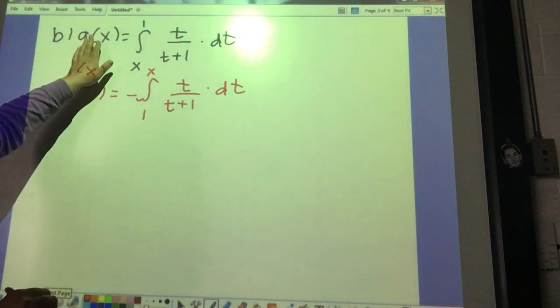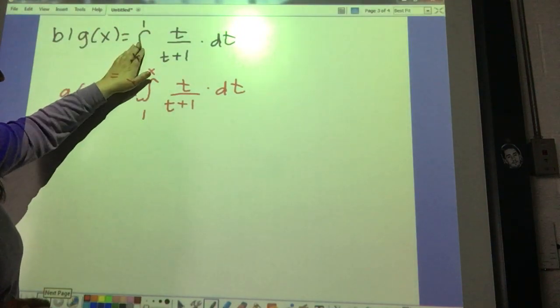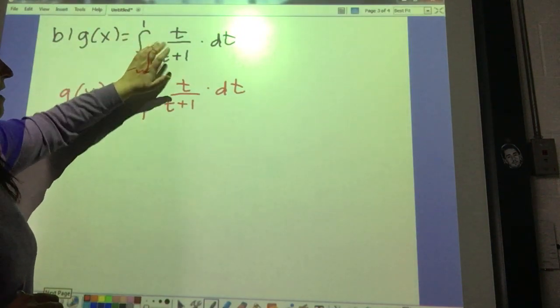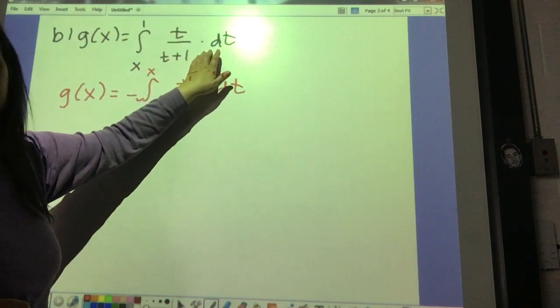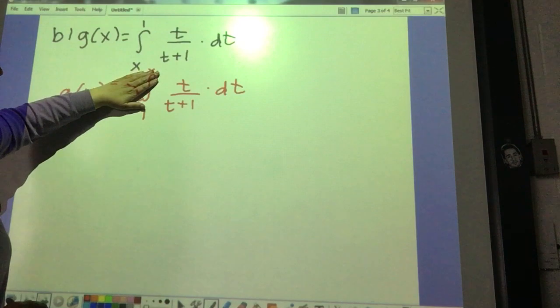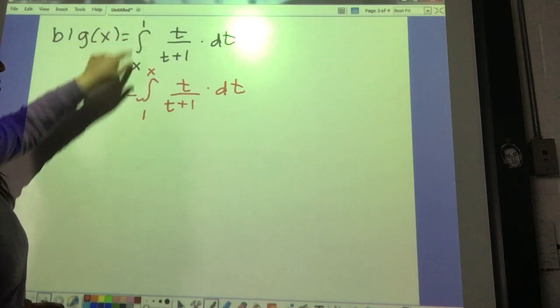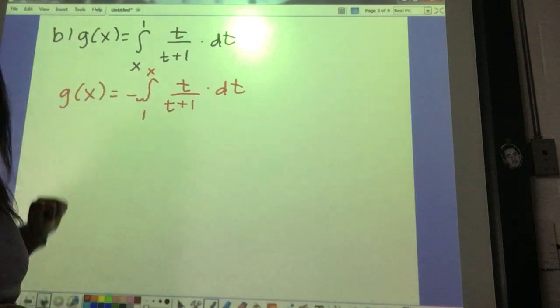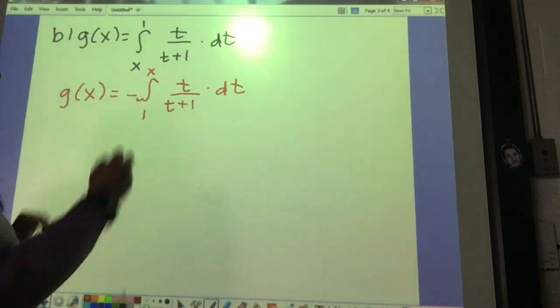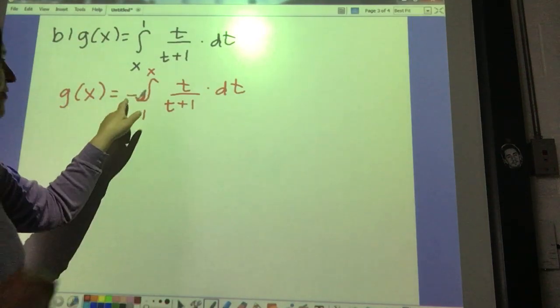So again, we have g of x is equal to the integral of x to 1. Our limits are from x to 1, and our function is t over t plus 1 dt. Now again, the first thing you should notice, we have a constant, we have a variable, but they're in the wrong spot. So I have to change it. Can I just change it? Yeah, I can. But you have to do a negative sign.